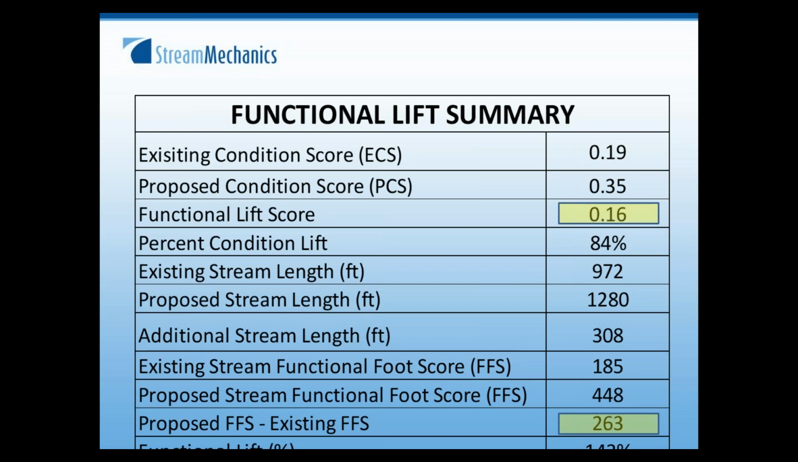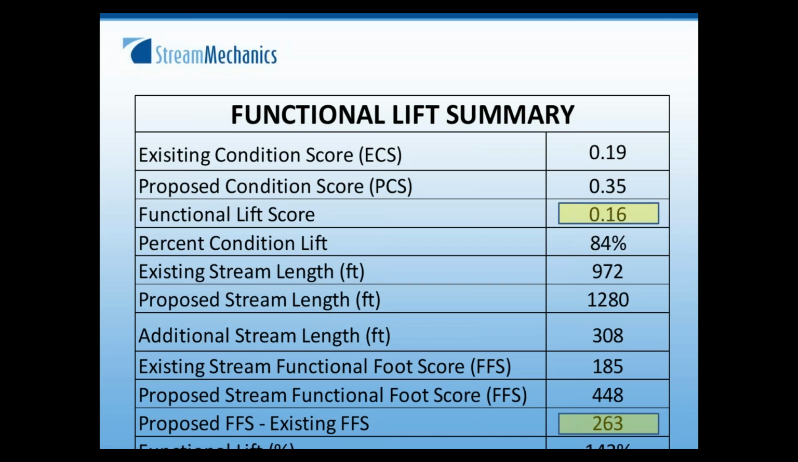I like to focus on this first functional lift score, that 0.16. That means we had 84% lift of quality lift from the existing to the proposed. We also added stream length to this project. There was 308 more stream length after the project than before.